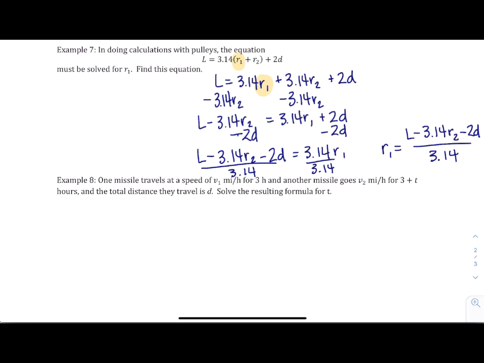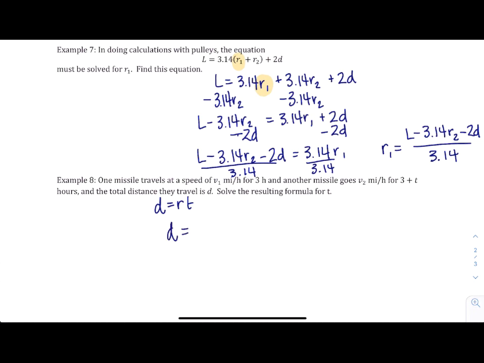The last example, we are not provided with the equation yet, but we are looking at distance traveled, and from an earlier section, we learned that distance traveled is rate times time. Here we have one missile traveling at a speed of v1 for 3 hours and another at v2 for 3 plus t hours. We want to know the total distance that they travel together. So we're actually looking at both distances, and so we can think of this as a combined problem.